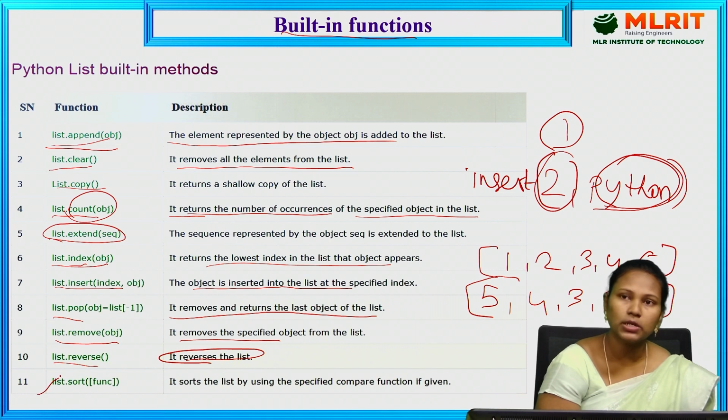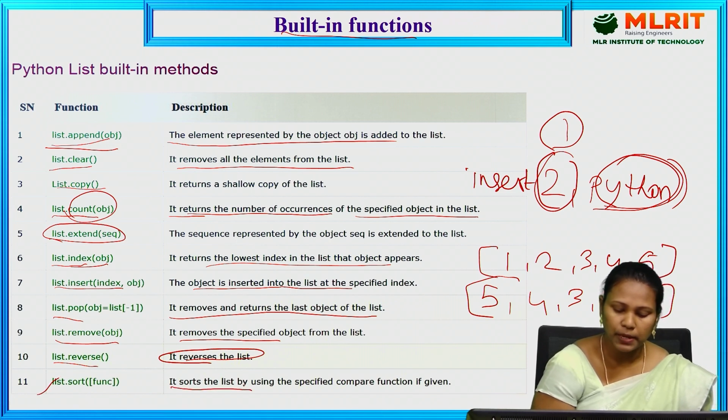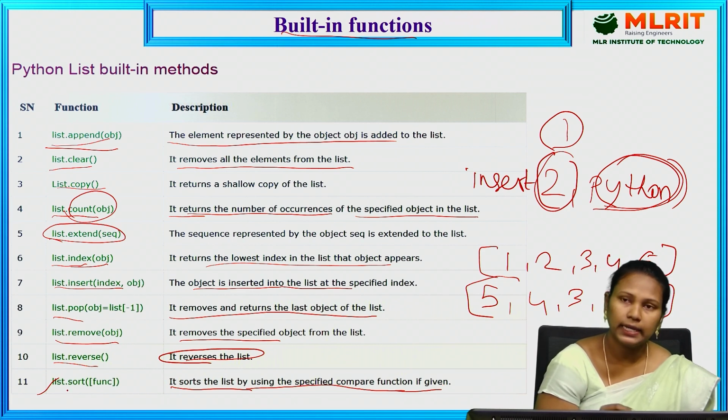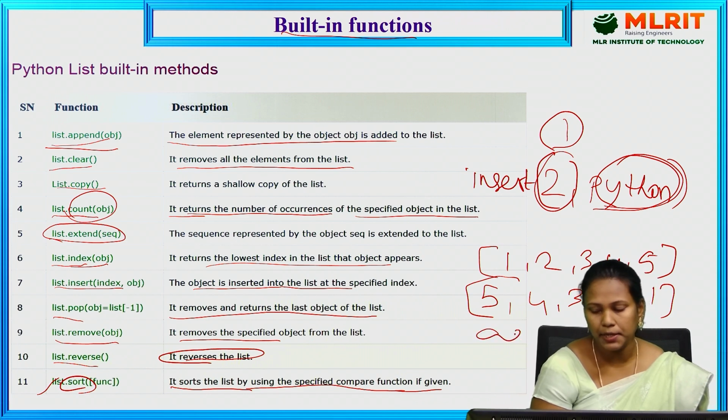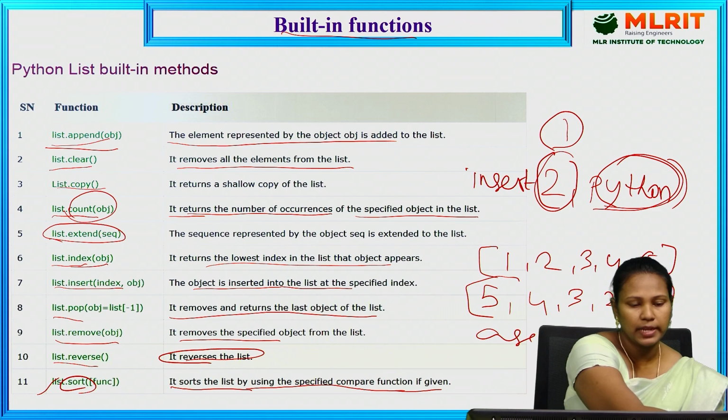And list.sort sorts the list by using the specified compare function if given. The sort function is used to sort the values in ascending order as well as descending order. We will see one by one with an example.